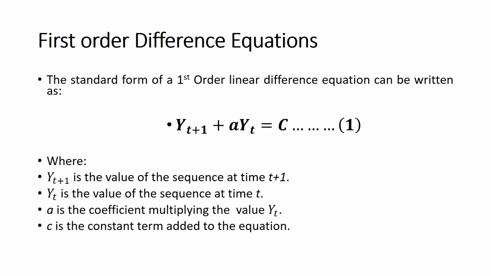Now briefly explore first order difference equations. The standard form of a first order linear difference equation can be written as y_{t+1} + a y_t = c, where y_{t+1} is the value of the sequence at time t+1, y_t is the value of the sequence at time t, a is the coefficient multiplying the value y_t, and c is the constant term added on the right hand side.